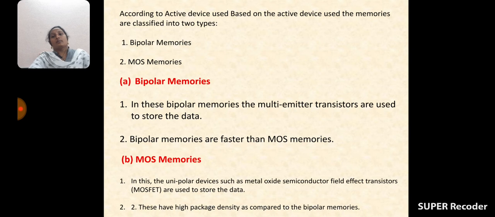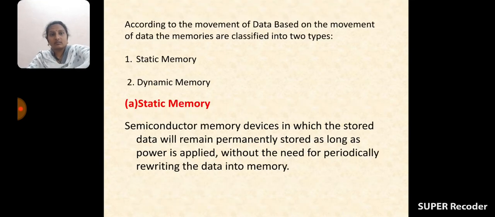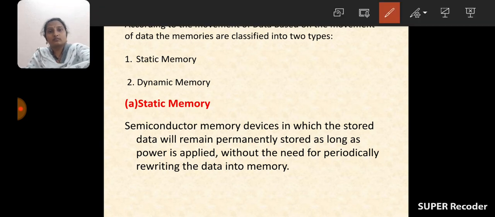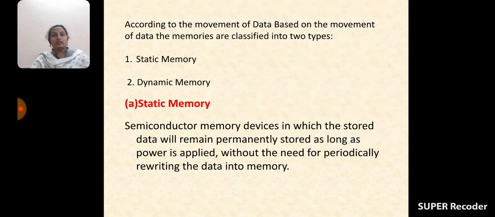That is called MOS memory. And see here, coming to the next one, according to the movement of data, the memories are classified into two types. What are the two types? Static memory as well as dynamic memory. What is meant by static?